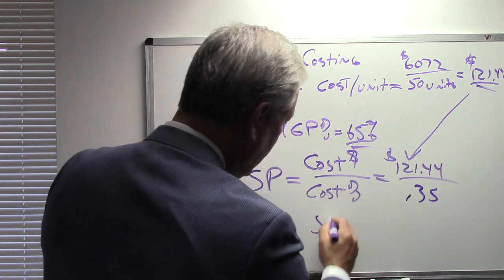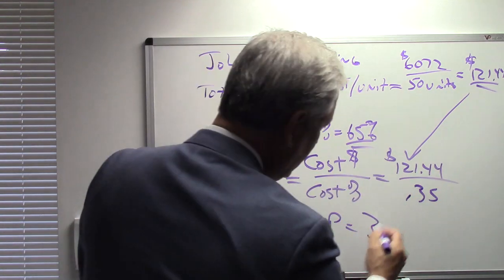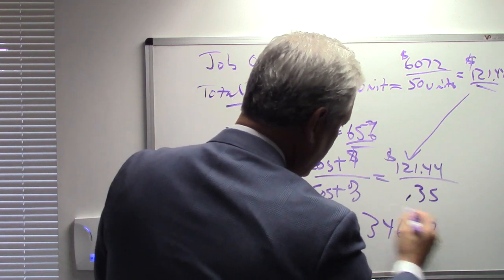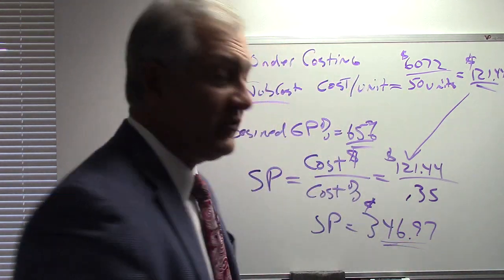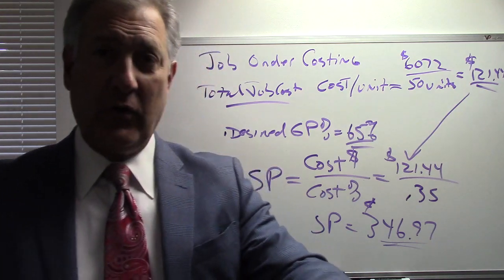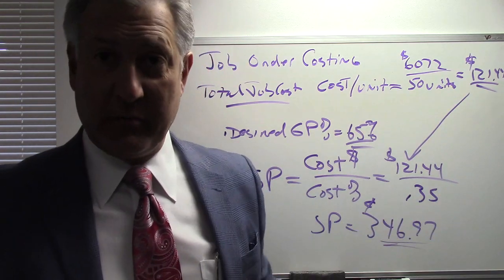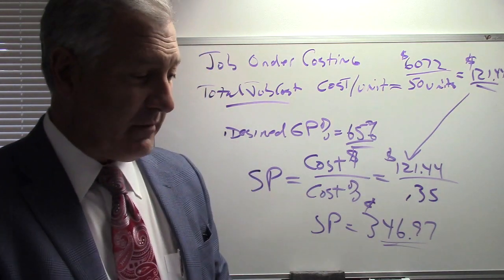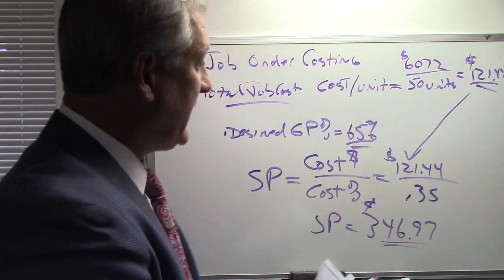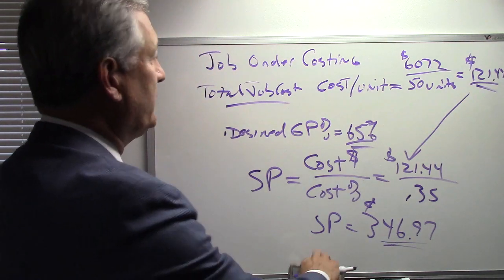The selling price should be $346.97. This is not markup on cost. This is using a desired gross profit margin. So that is problem 2-19 from chapter 2.